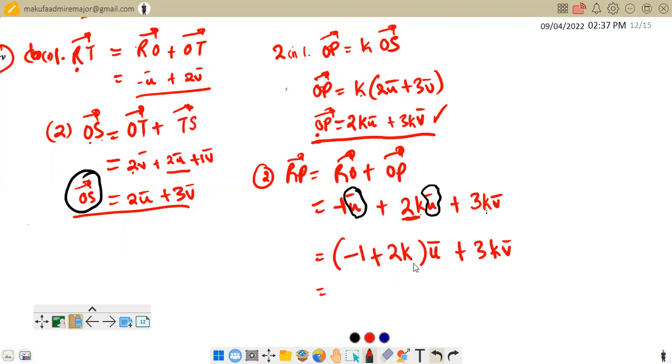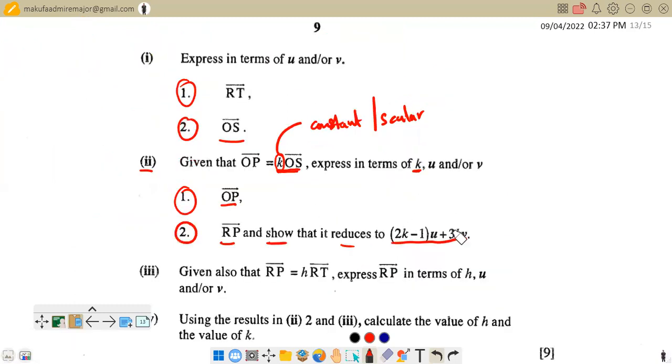But we can just start with the positive, which is going to be 2K minus 1 vector U plus 3K vector V. All right, so this is our vector RP. That is how you simply have your answer. As you can see, this is exactly what we were given to show, so we are done with this part.